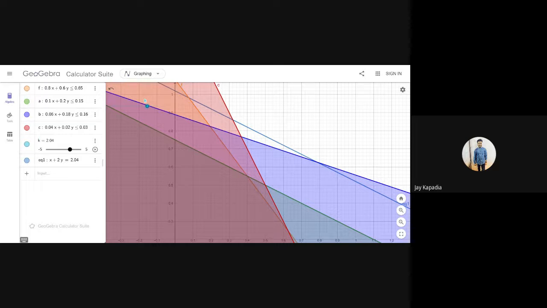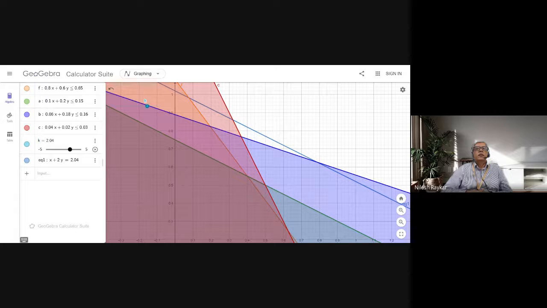Sir, it will be the intersection of curve B and C. Curve B and C, that's right. So that is the optimal point which will give us the minimum cost. Looking at the trend of our objective function, the remaining points would always give higher cost. So the minimum cost will be at the intersection of these. You can either do that by solving those two simultaneous equations, or here graphically you can do that.